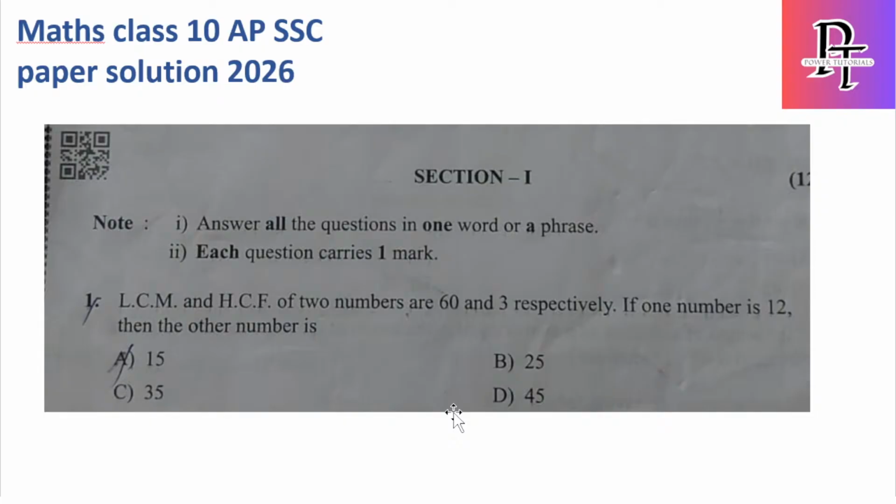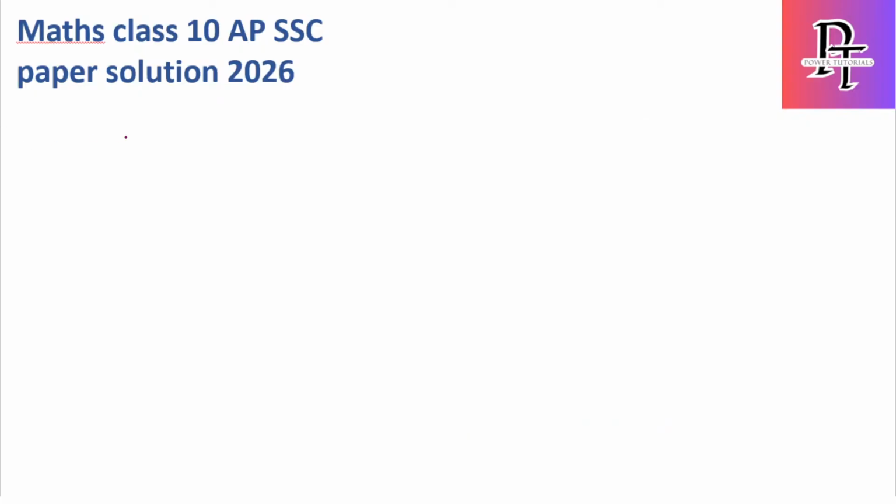Let's see the first one. LCM and HCF of two numbers are 60 and 3 respectively. If one number is 12, then the other number is. So this is a direct question. What is the property of two numbers, LCM and HCF? LCM into HCF is equal to the product of those two numbers.